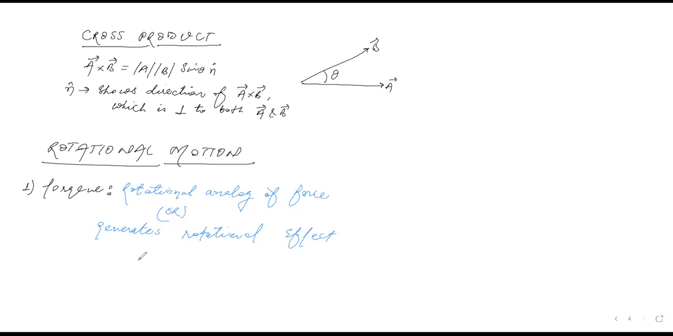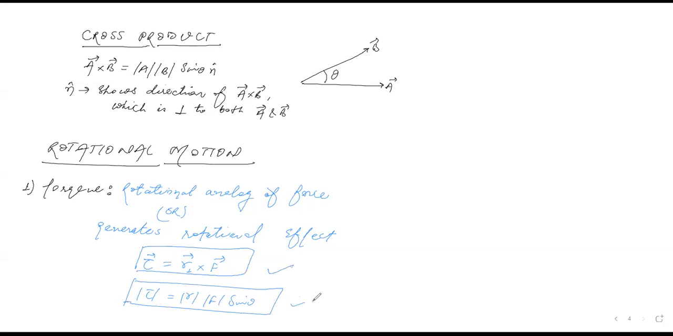The formula of the torque is tau is equal to R perpendicular cross F, or in magnitude, it can be written as tau is equal to R F sine theta. This equation is in vector form, and this is in scalar form, or you can say in terms of magnitude.